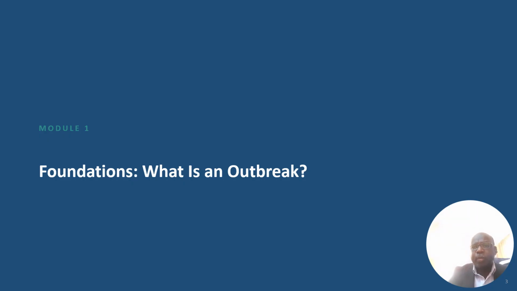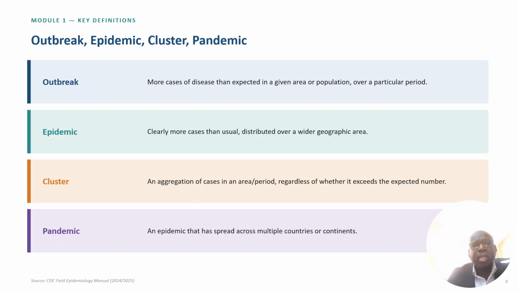As we initiate our training, we are going to start with what an outbreak is, because identifying the term outbreak is important in order to use all the steps that come after an outbreak happens. We have four main categories in epidemiology, and everyone should be familiar with them. An outbreak is different from an epidemic, from clusters, and from pandemics.